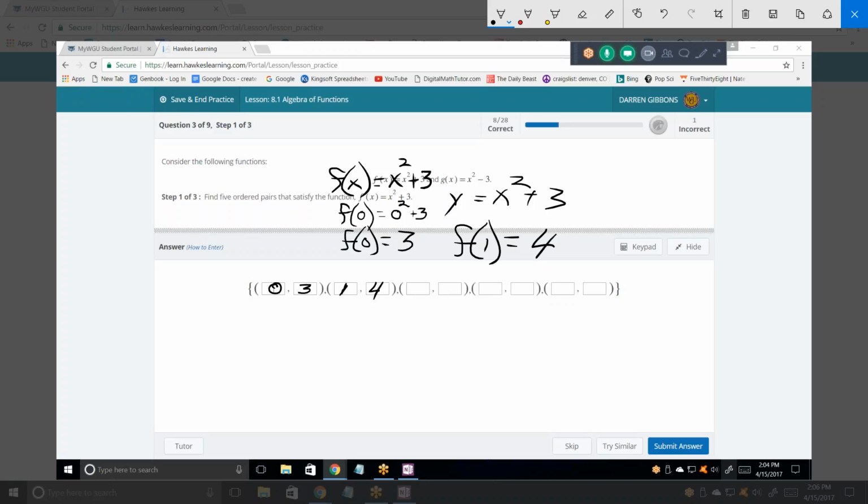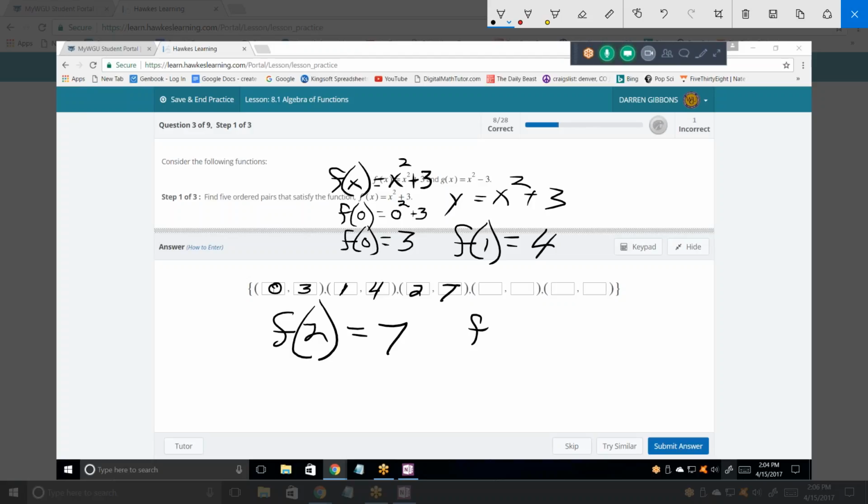Pick another number. How about f of 2? In other words, as long as we keep our numbers small, then these are easy calculations that we don't need a calculator for. So what's f of 2 equal to? 4 and 7. So I would put when x is 2, y is 7. And I could just go 1, 2, 3, 4, 5. Might as well. But I could also, just for education purposes, put negative numbers in there.